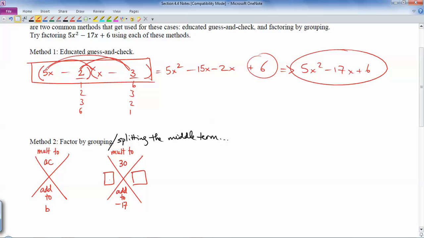And in this case, you'll eventually get to, well, negative 15 and negative 2. If I multiply those guys together, I get 30. And if I add them, I get negative 17. So that's great. So then what I'm going to do is I'm going to rewrite the original one right here.